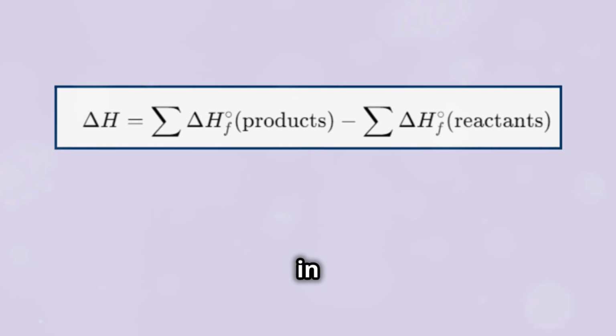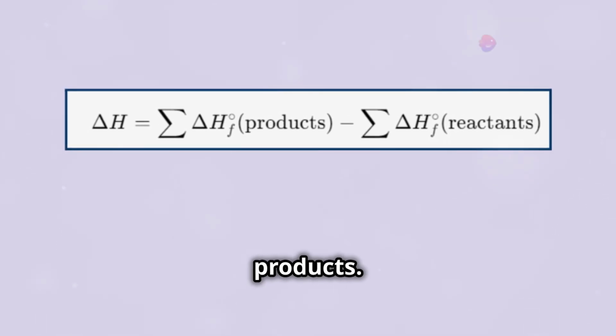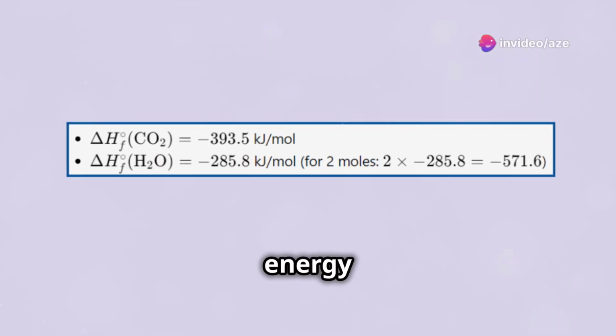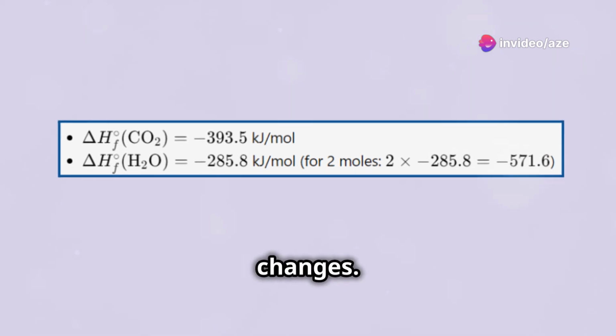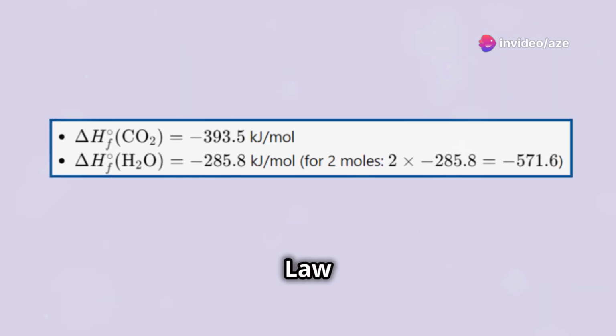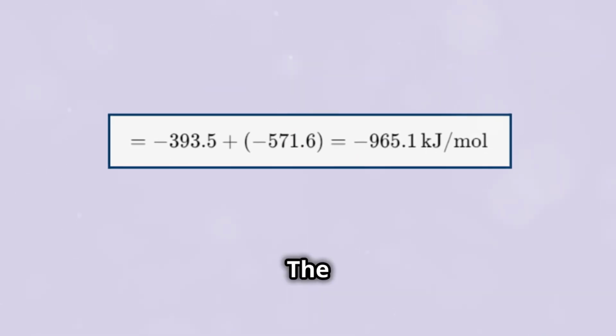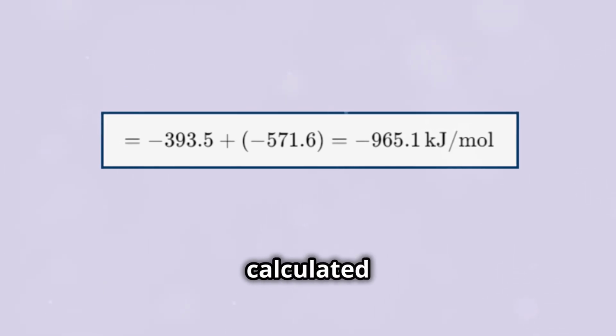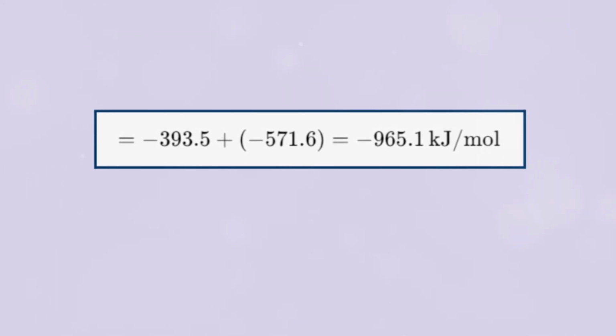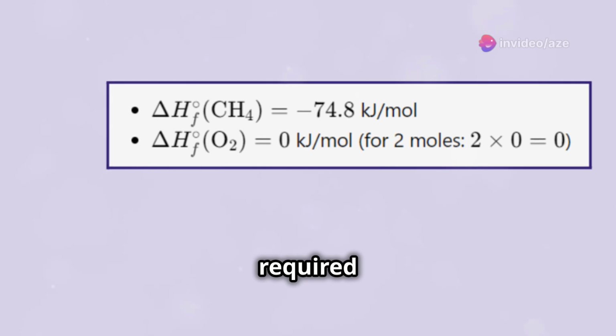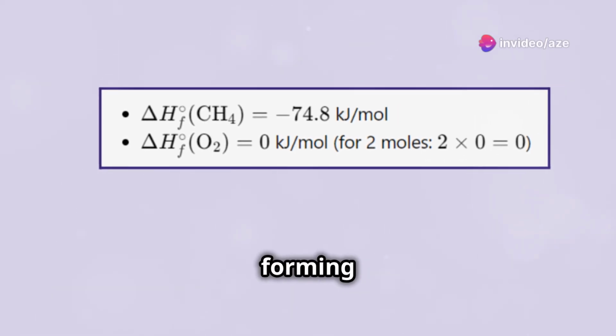Identify the bonds broken in the reactants and formed in the products. Use bond energy values to calculate energy changes. Use the Hess's law formula. The enthalpy change for the reaction can be calculated using the formula: ΔH equals energy required to break bonds minus energy released forming bonds.